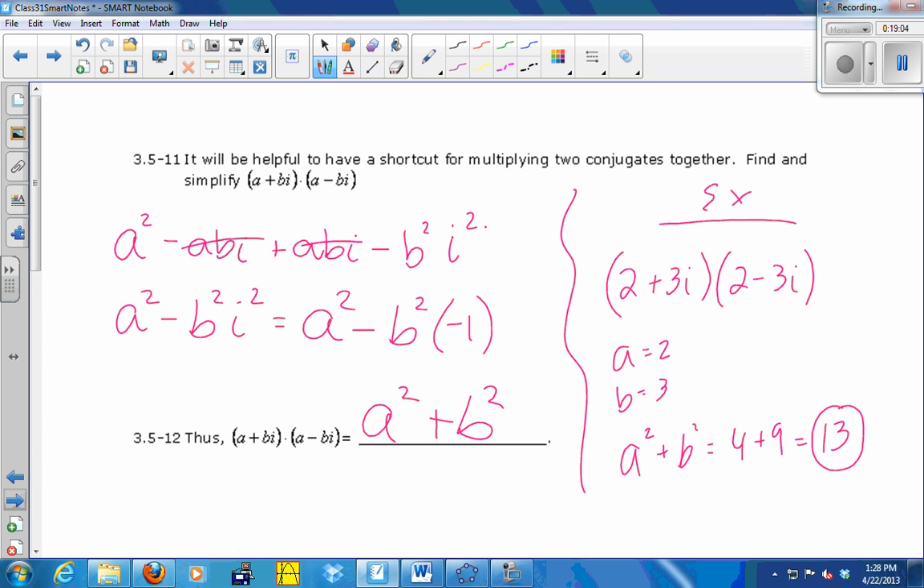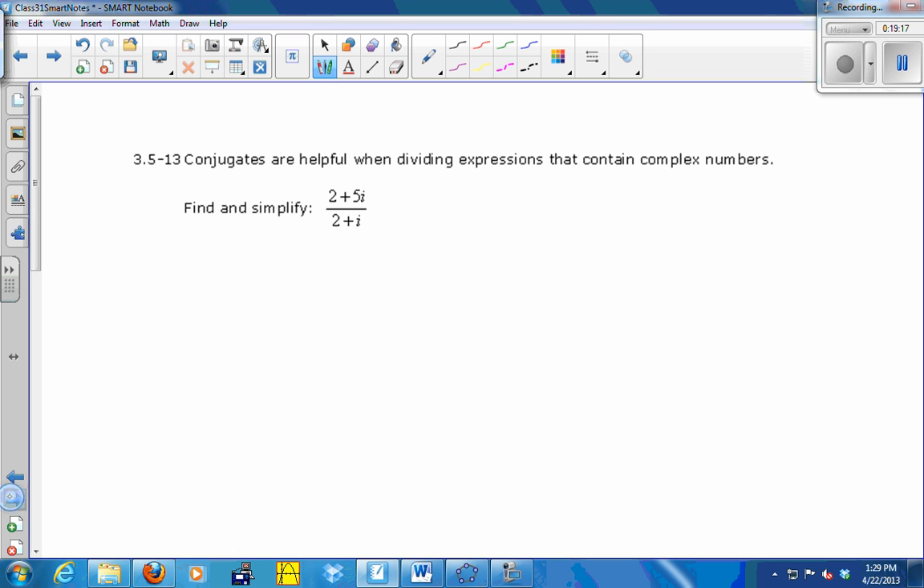The first thing that it's going to be really useful for is dividing complex numbers, doing division. So we've already done addition, subtraction, and multiplication. Now we're going to divide complex numbers, and this is going to be a handy little trick to have. So if I want to divide 2 plus 5i over 2 plus i, I want to make this look like a plus bi. I want to come up with an answer that's in the standard form of a complex number.